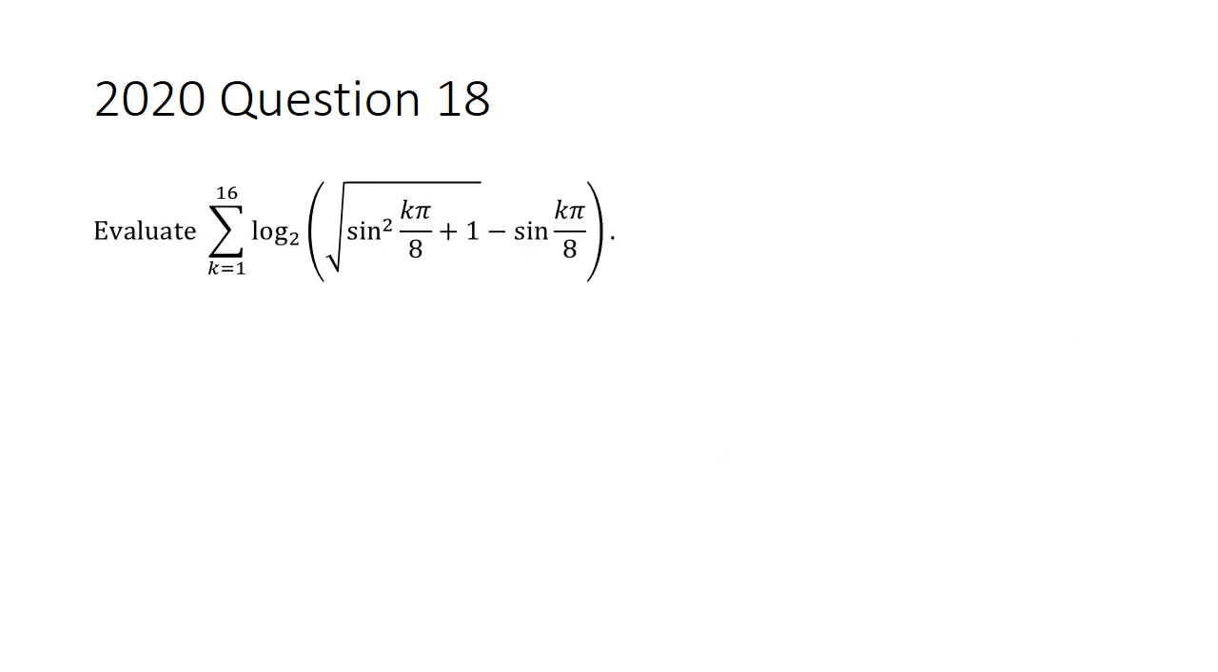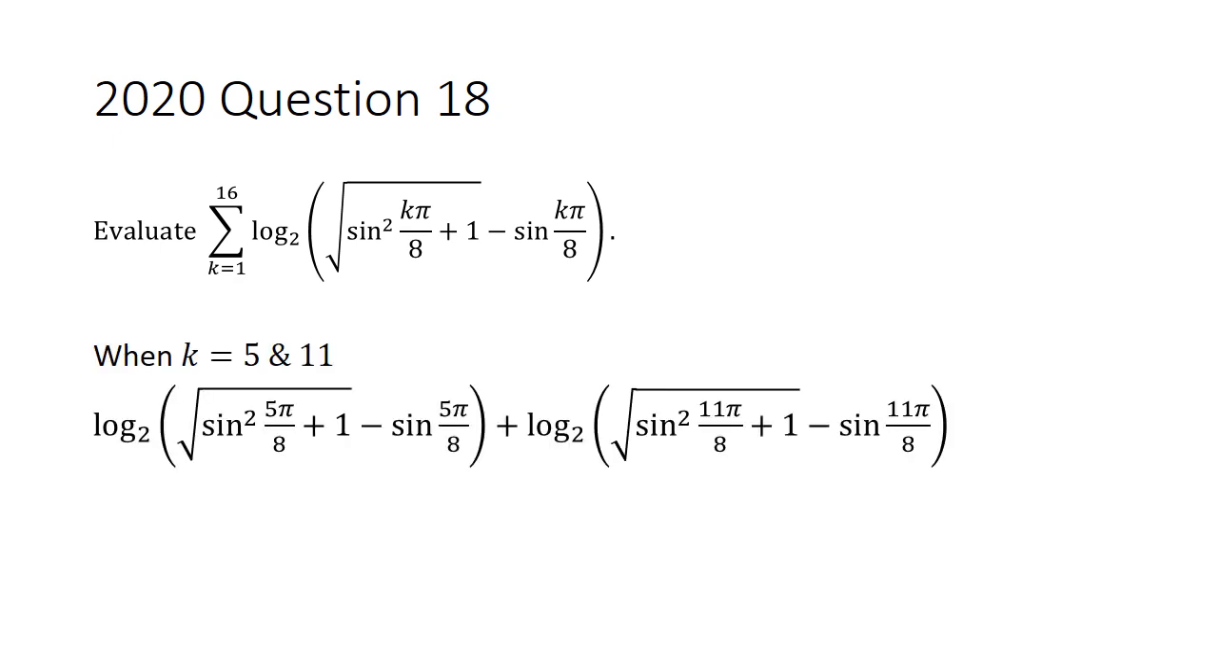So I'm not going to show you every pair that adds up to 0. Let me just show you one more pair. For example, k equals to 5 and k equals to 11. If we add these two terms together, you'll see that 5 pi over 8 is connected to 11 pi over 8. Sine 11 pi over 8 is equals to negative sine 5 pi over 8. One is a second quadrant angle, one is a third quadrant angle. So I can change sine 11 pi over 8 into negative sine 5 pi over 8.